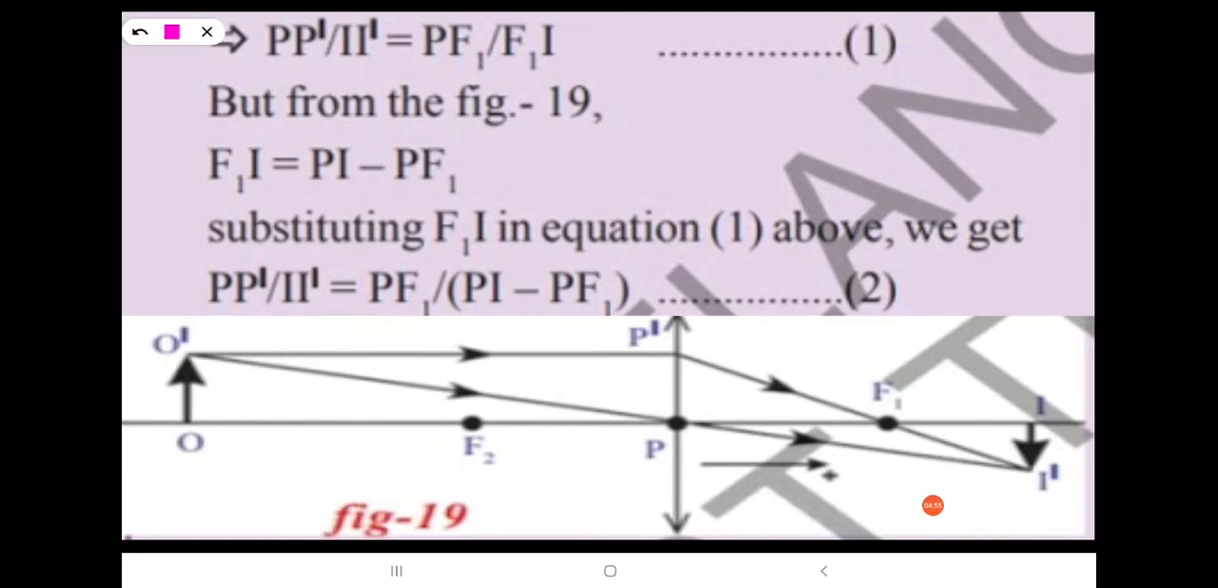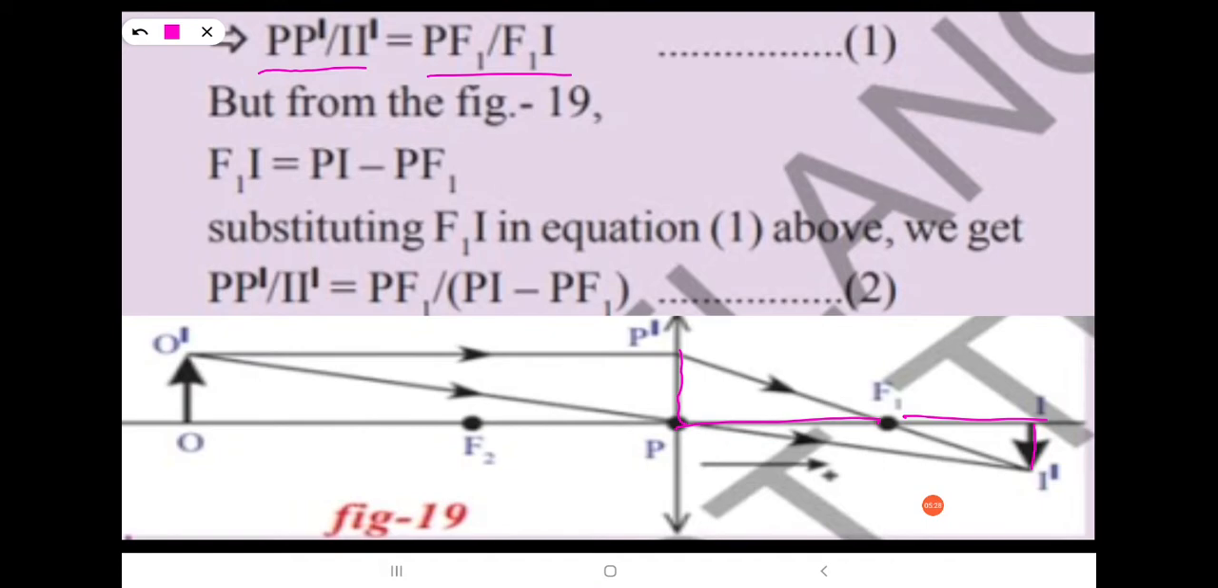So from this we can write that these two are similar triangles. We can say that P dash equals I dash, and PF1 equals F1I. Right? So these lines are equal here. We can write P dash by I dash equals PF1 by F1I. Take this as equation 1.